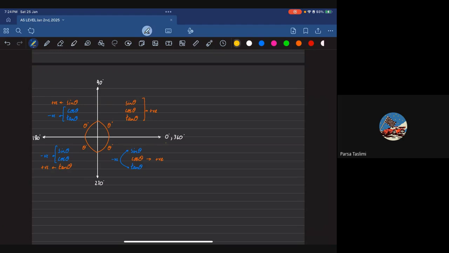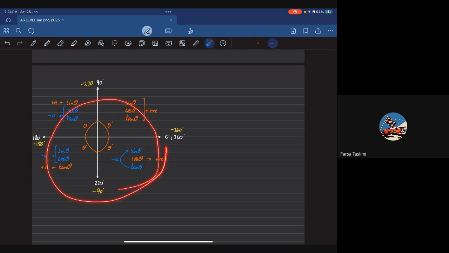So if this is 0, then this can also be minus 90, minus 180, minus 270. Therefore, you can also get minus 360 over here as well. All right, so that can be the case too. It doesn't really matter. The quadrants are going to remain the same.